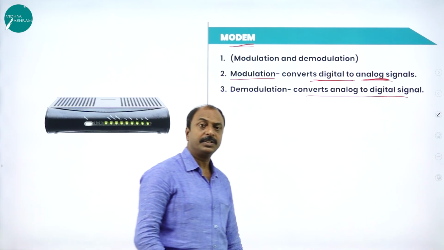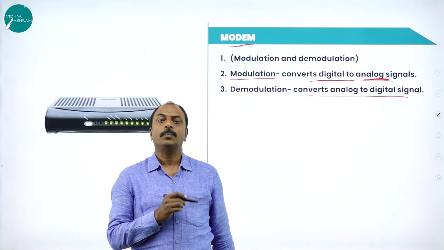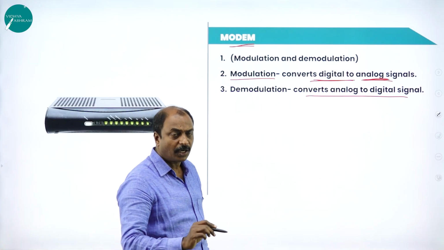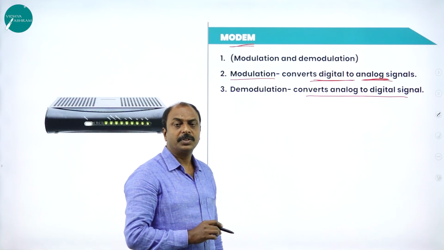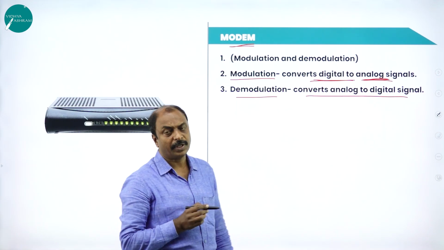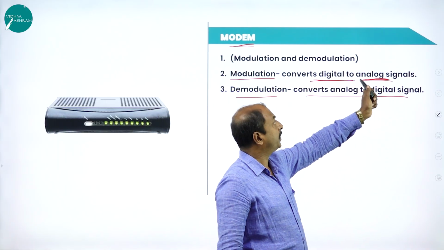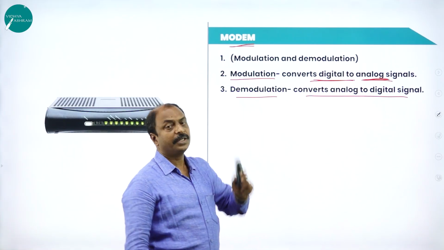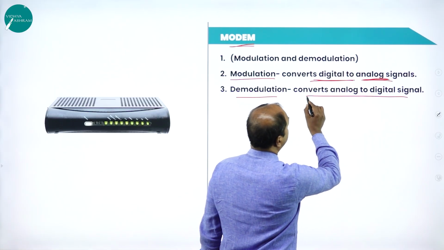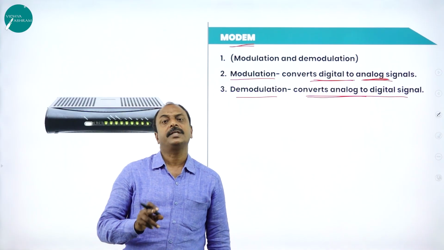Once the conversion has taken place, the analog signal passes through different networking cables, and at the destination end there will also be a device called modem. It is going to demodulate, because through the cables the data is transmitting in the form of analog signal. So at the destination computer, that modem converts the analog signal to digital signal, because the computer can read digital signal.